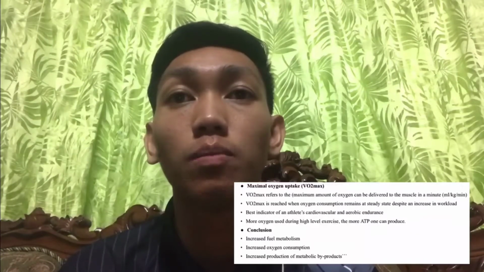Oxygen uptake will increase during exercise in proportion to intensity. VO2 max refers to the maximum amount of oxygen that can be delivered to the muscle in a minute. VO2 max is the best indicator of an athlete's cardiovascular fitness and aerobic endurance. The more oxygen used during high level exercise, the more ATP one can produce. The conclusion for metabolic response is increased fuel metabolism, increased oxygen consumption, and increased production of metabolic byproducts.